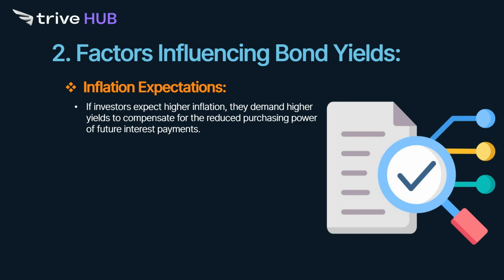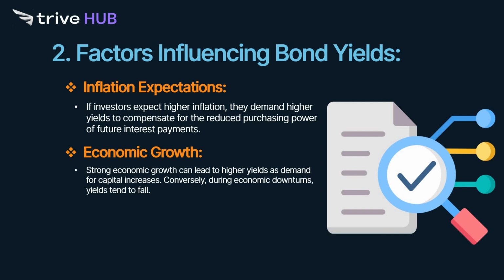Second influencing factor is economic growth. Strong economic growth increases the demand for capital as businesses seek to expand and invest. This heightened demand can push bond yields higher. And also GDP reports. Gross Domestic Product reports are key indicators of economic growth. Positive GDP growth can lead to higher yields, while a slowing economy can result in lower yields.